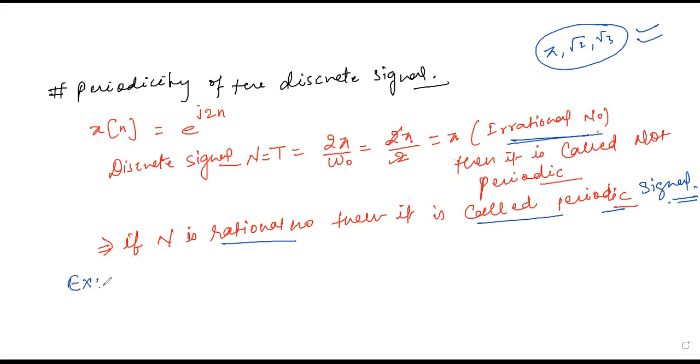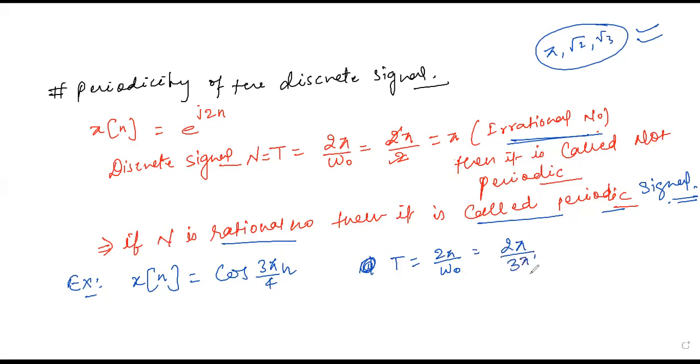As another example, x of n equal to cos of 3 pi by 4 into n. What is the time period? T equal to 2 pi by omega naught. So you can write 2 pi by 3 pi by 4, and this is equal to 8 by 3. Got it? Now, this 8 by 3 must be equal to N by k.